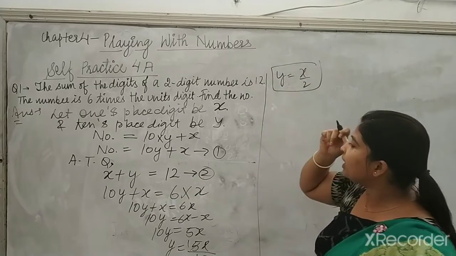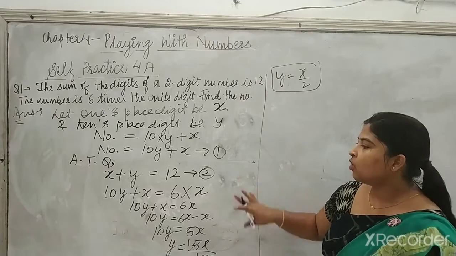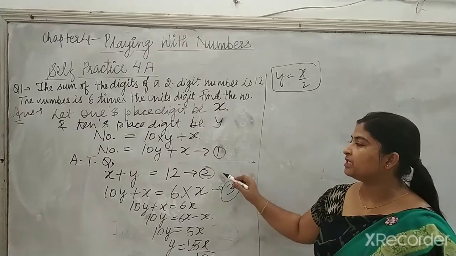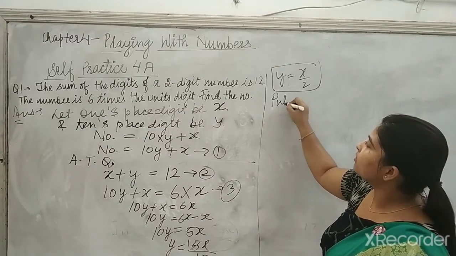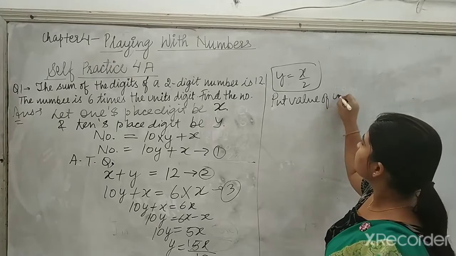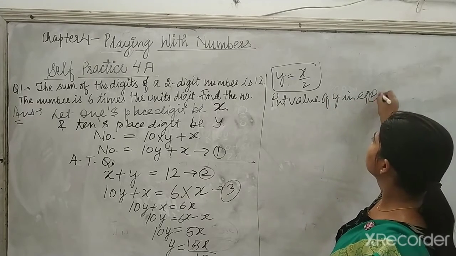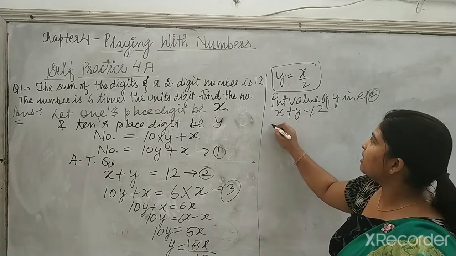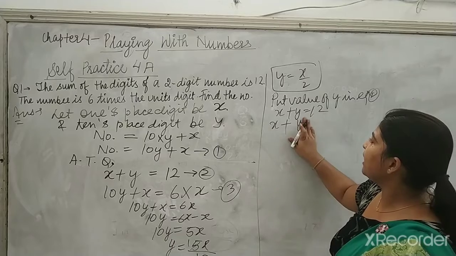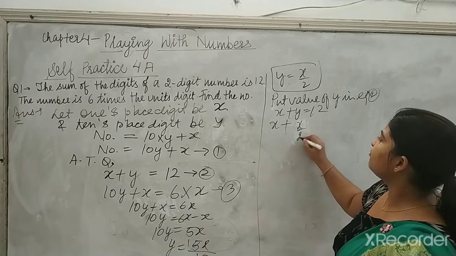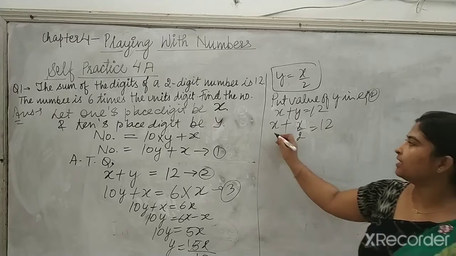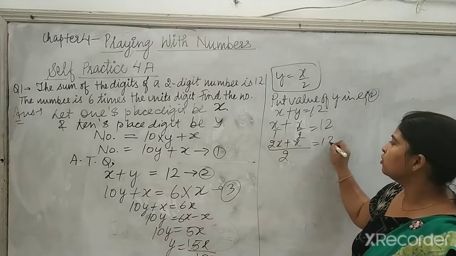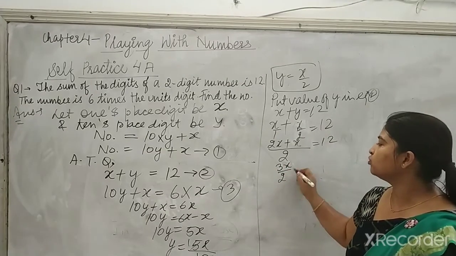I will put this value in one of the equations. You have done this from this equation, so what equation is left? Equation 2 is left. So put the value of y in equation 2. I will put the value: x plus y is equal to 12. The value of x is x, the value of y is x upon 2. Now take the LCM, which is 2. So 2x plus x is equal to 12. So this is 3x upon 2 is equal to 12.